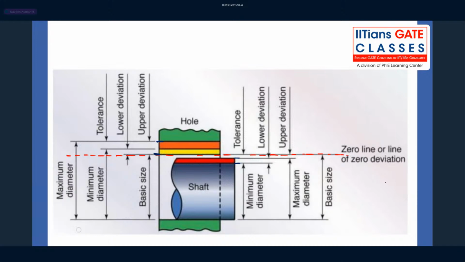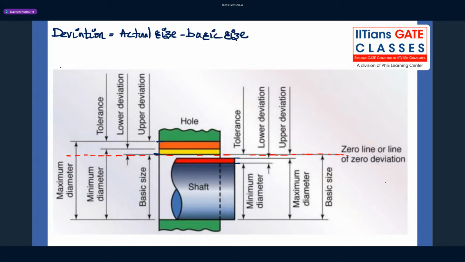Deviation is nothing but the difference between actual size minus basic size. Actual is what you have measured, basic is what you are intending to have.